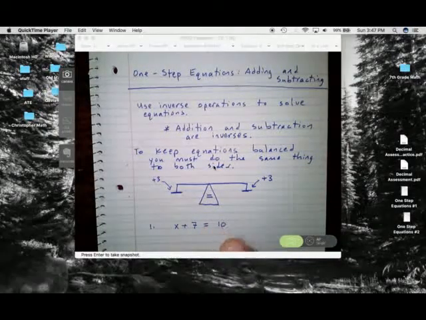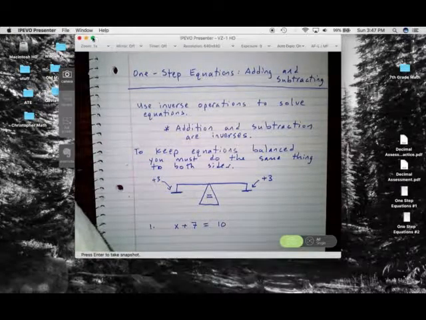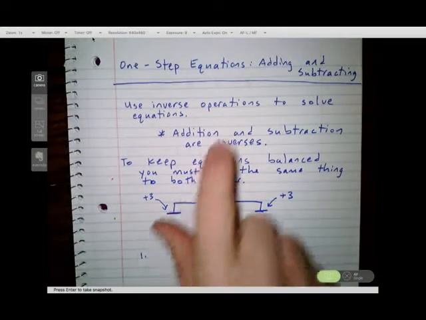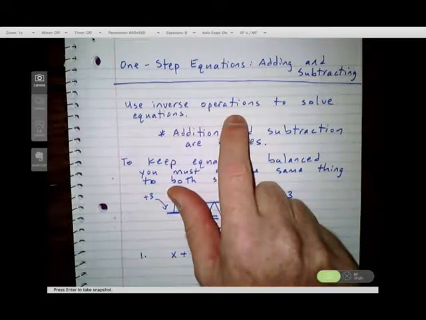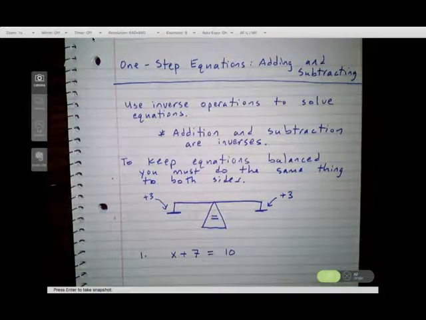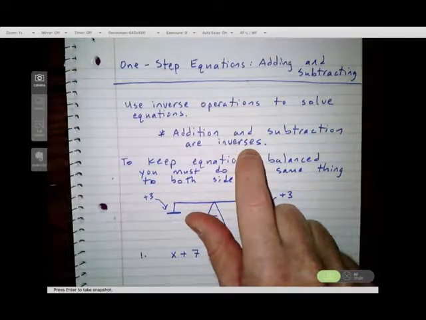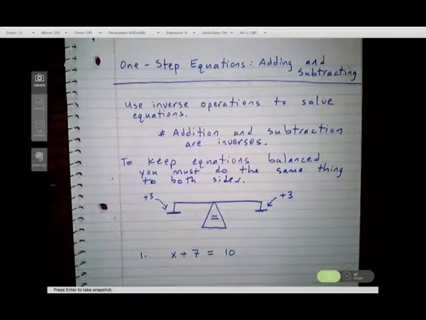Okay, so to solve equations, we use inverse operations. Inverse operations are operations that undo each other. Addition and subtraction are inverses, and later on we'll talk about multiplication and division, and they're inverses too. To undo adding 5, you subtract 5. Likewise, to undo subtracting 7, you would add 7. So addition and subtraction undo each other.